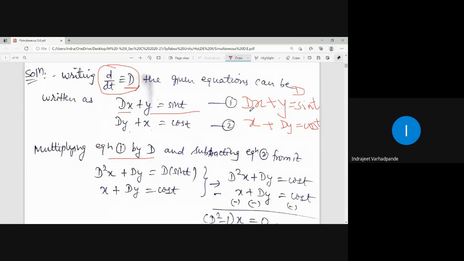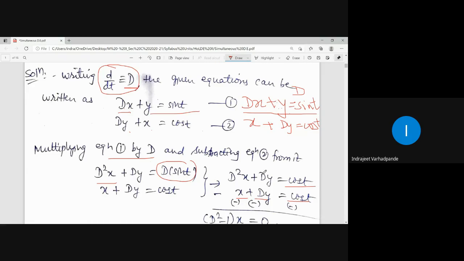So if I multiply this equation 1 by D, what will it be? D into D is D square x plus Dy, and D of sin t. What do you mean by D? D is nothing but d by dt, which is nothing but the derivative with respect to t. What is the derivative of sin t? The derivative of sin t is cos t. The second term will be as it is. What is the second term? x plus Dy is equal to cos t.